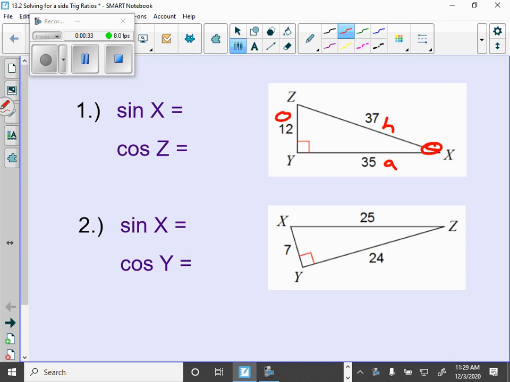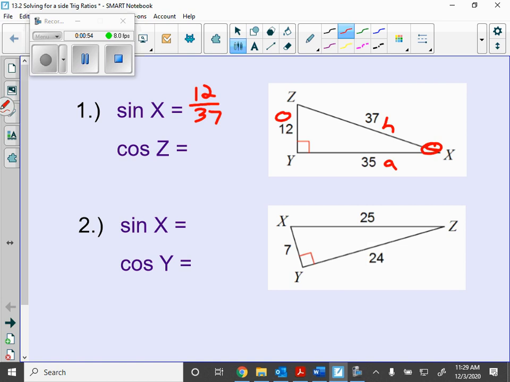Sine of x. So sine is what over what? Opposite over hypotenuse, so number over number is what? 12 over 37. Right?